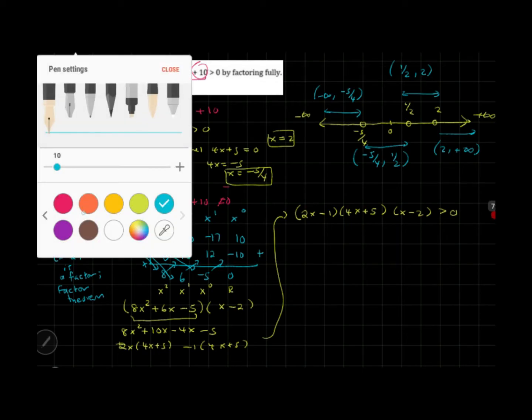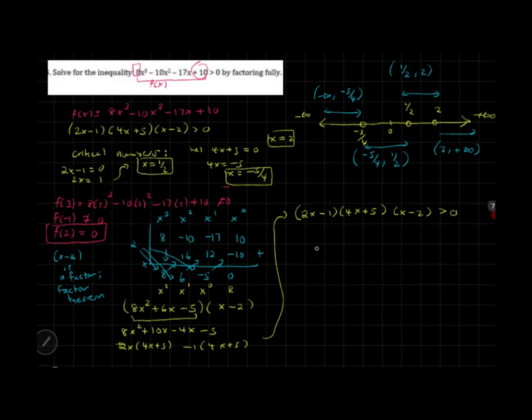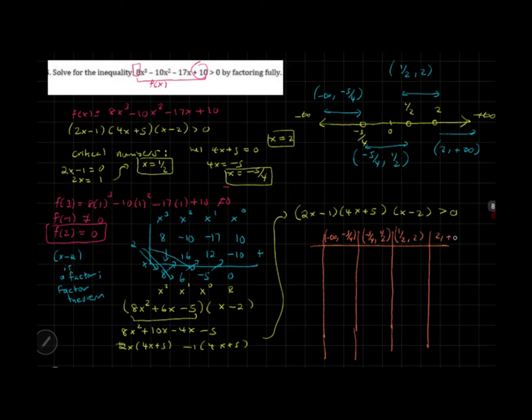Now what we're going to do here is design an interval table to figure out which interval will make our expression greater than 0. Okay, so I'm going to place my intervals on the top row here. So we have the interval negative infinity to negative 5 over 4. We'll also have the interval negative 5 over 4 to 1/2. We'll also have the interval 1/2 to 2. And we'll also have the interval 2 to positive infinity. Okay, so beyond that, these are just values x can take on within the intervals.